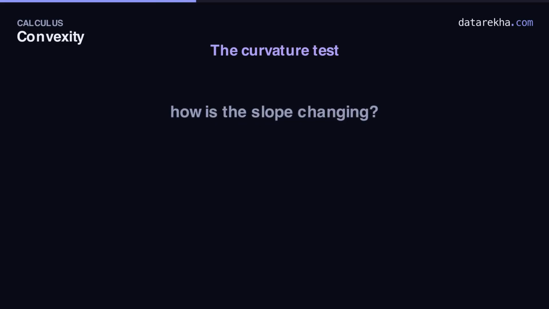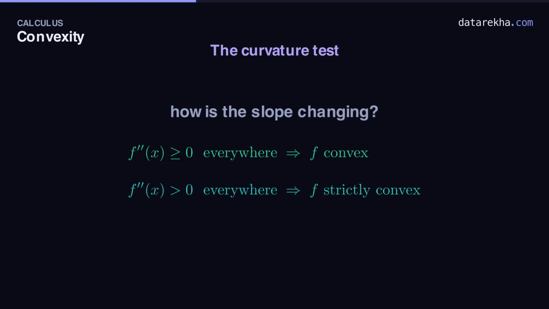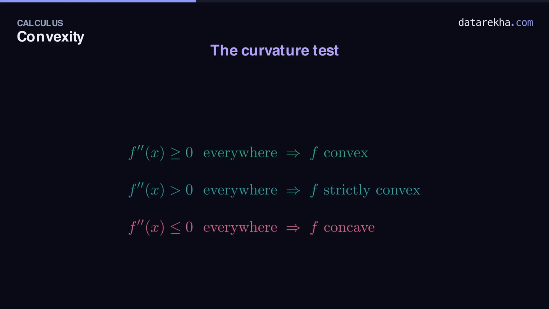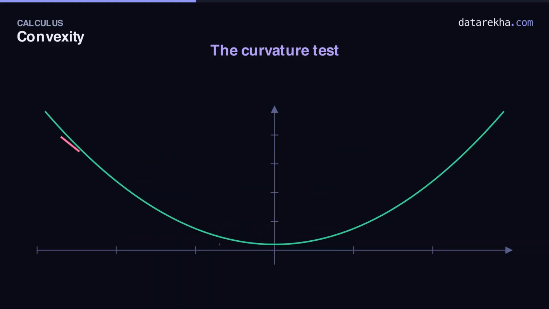The second shortcut is even easier, and the one you'll reach for most. It uses the second derivative, how the slope itself is changing. The rule is wonderfully direct. If f double prime is greater than or equal to 0 at every point, the function is convex. If it's strictly positive everywhere, strictly convex. And if f double prime is less than or equal to 0 everywhere, the function is concave. Here's the intuition. A positive second derivative means the slope keeps rising. Negative, then flat, then positive. And a slope that only rises traces out exactly that upward bowl.